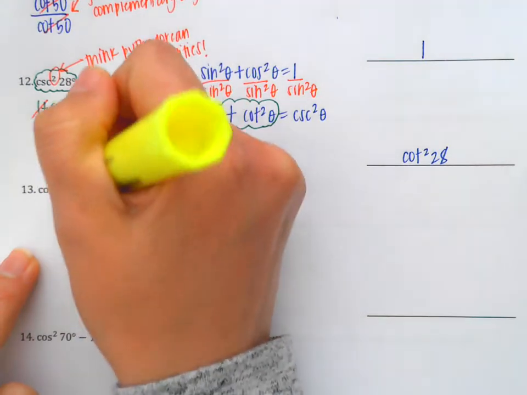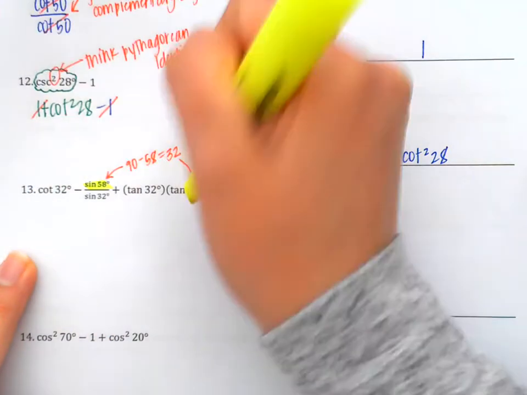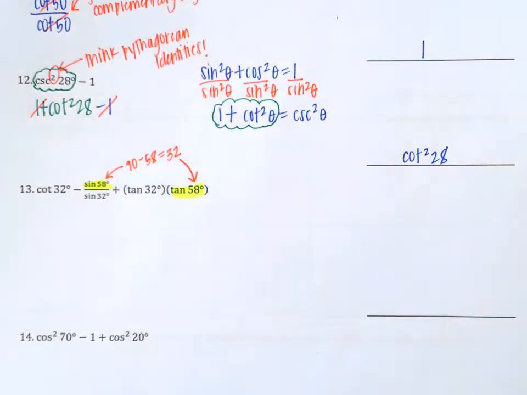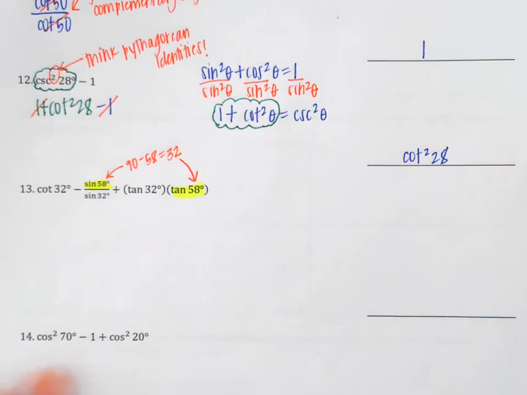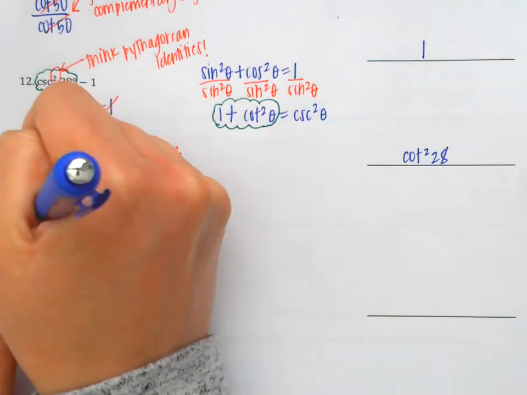Because right now, this looks like a lot. Sorry, I'm trying to get there we go. This looks like a lot, but once we take it step by step, it will make it a lot easier. So we're going to keep cotangent 32 the same.